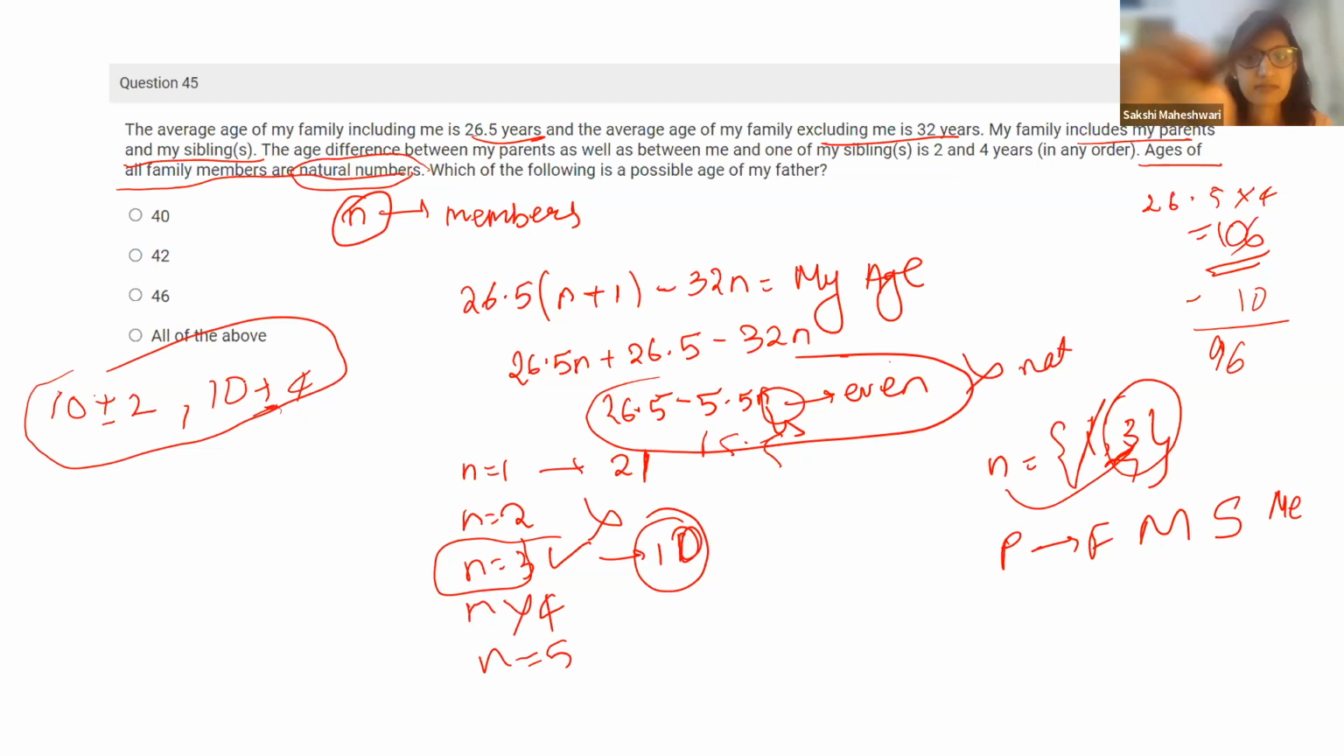Are you getting this? Did anyone of you solve this question in the mock? No? See, this is not a very tough question, but this is a time-taking question.